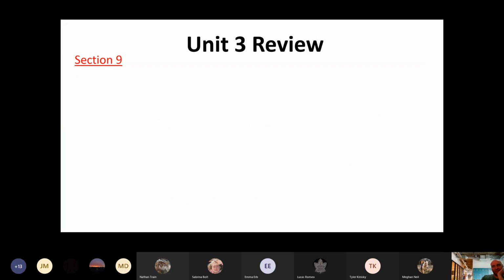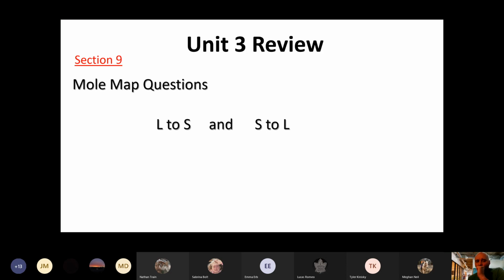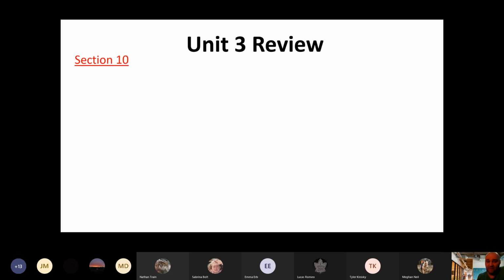Okay, section 9 and section 10, we now are maybe a little smarter than where we were at the time. These are mole map questions. We called it the mole plan at the time, but we now know better. We now know that we can use our mole map to solve these. In section 9, we looked at questions that were liquid to solid and solid to liquid. So again, grab your mole maps out and just follow those 3 steps along to solve those questions.